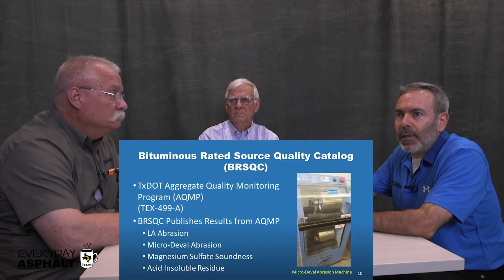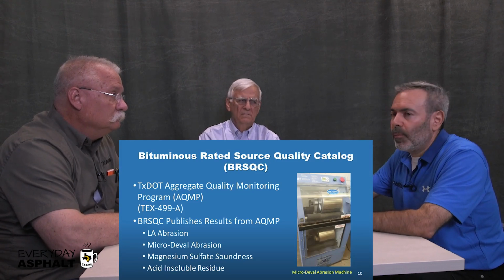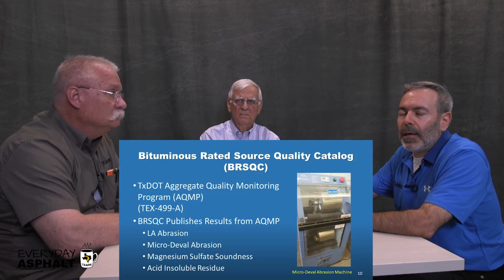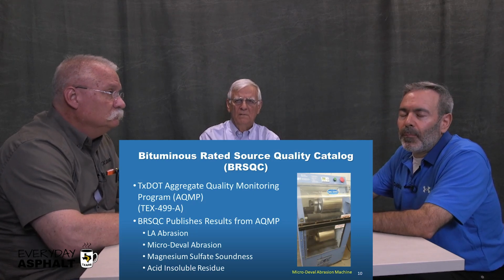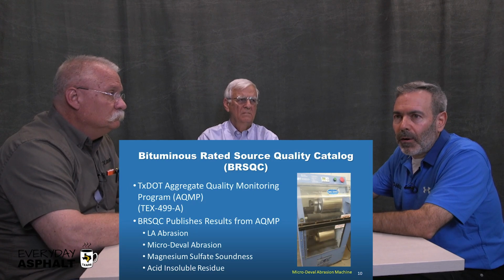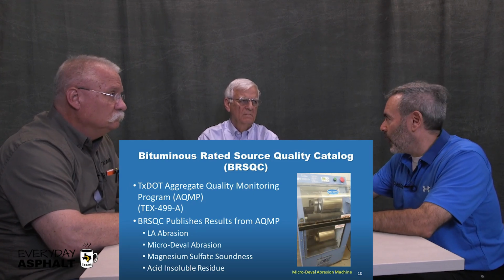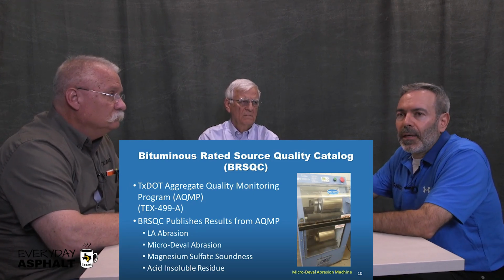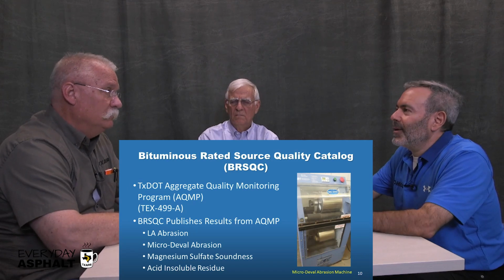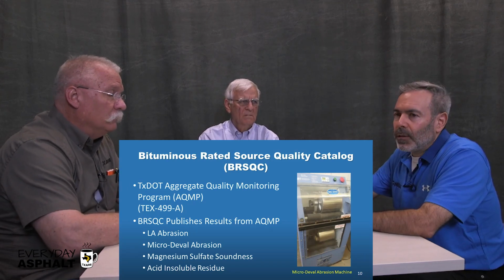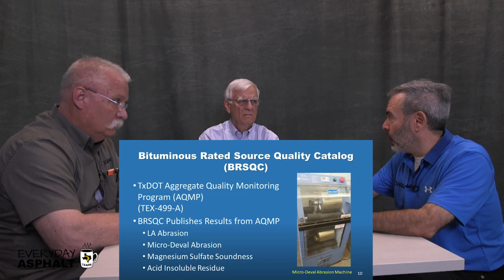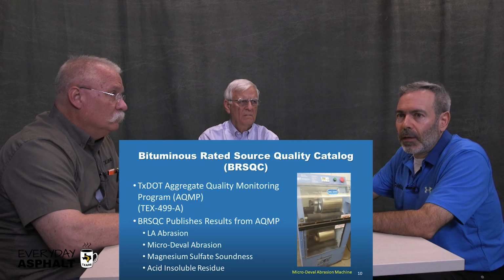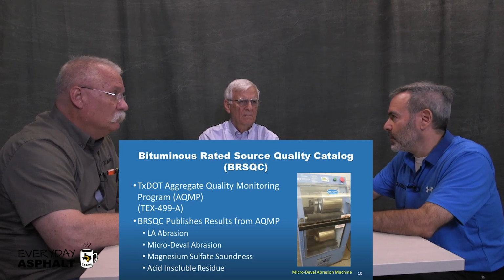As mentioned earlier, we have the Bituminous Rated Source Quality Catalog. It's a catalog that publishes the SAC and the acid insoluble test results. The catalog is part of the Aggregate Quality Monitoring Program, and that program falls under the umbrella of MTD. MTD will request sampling from the districts. The districts will sample and then send the rock to Materials and Tests, and they run the tests.